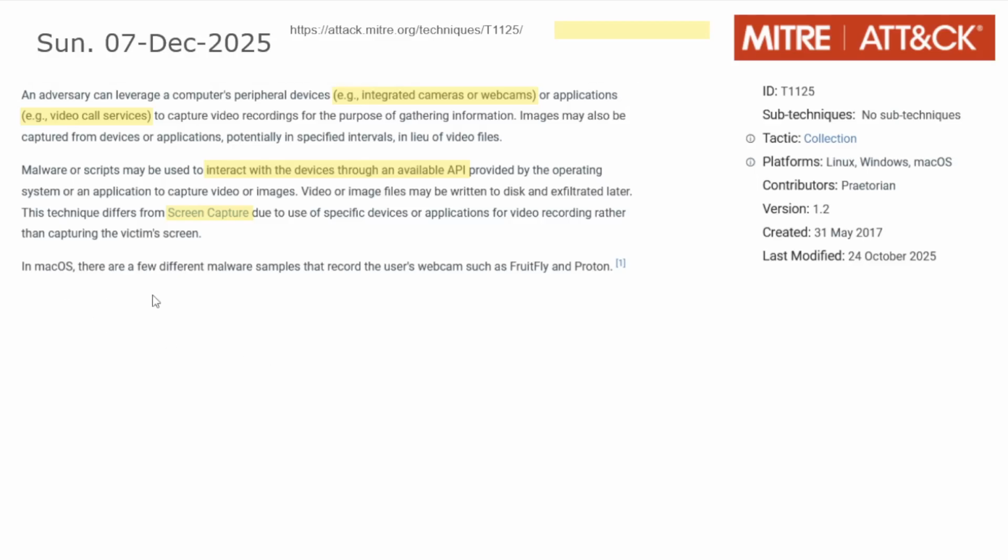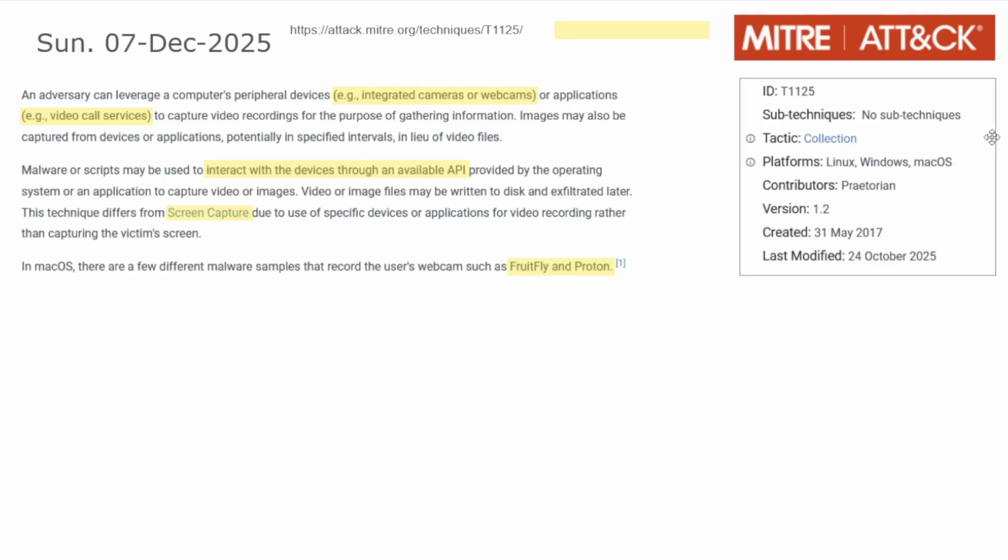But yeah, in macOS there are a few different malware samples that record the user's webcam, such as Fruity Fly and Proton. So here concrete names, Fruity Fly and Proton, and your SOC might be looking out for indicators of compromise, IOCs, for specifically these ones. Okay.